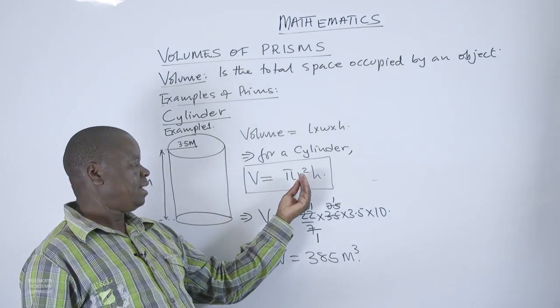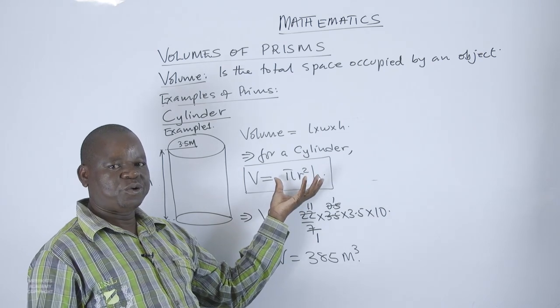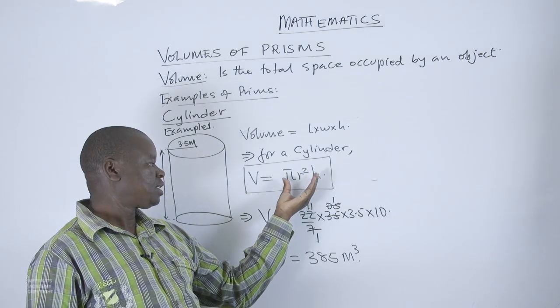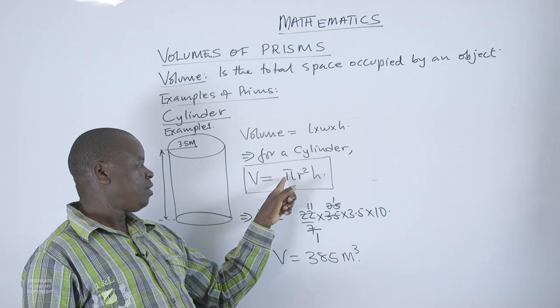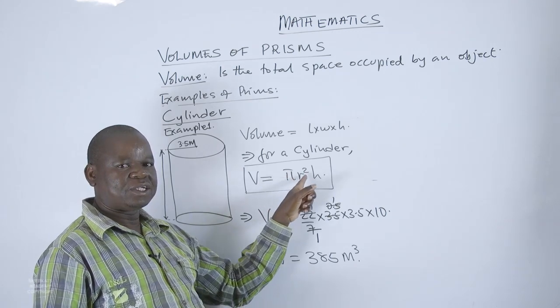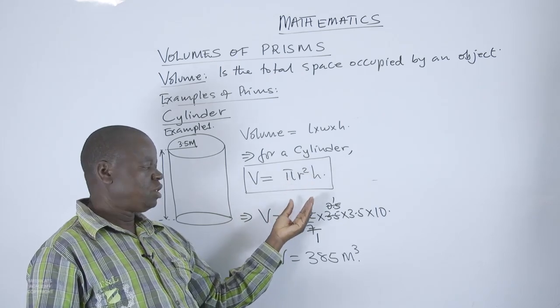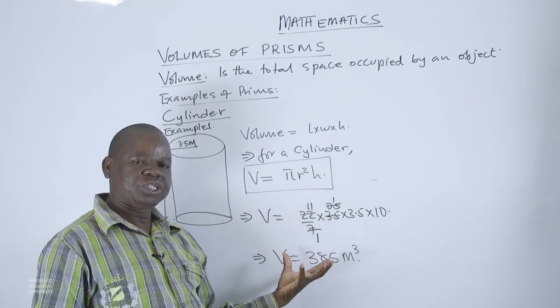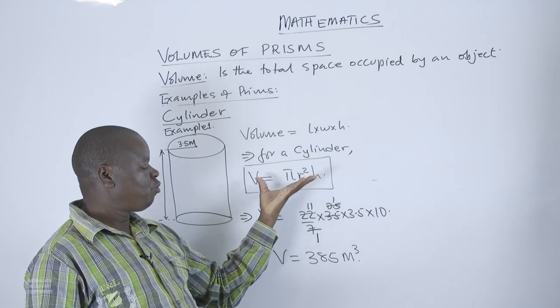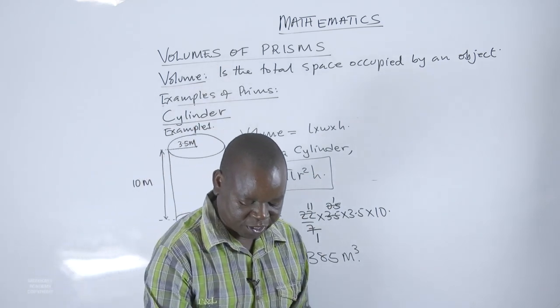So for a cylinder, the first important thing that you must appreciate is that to calculate the volume we write the formula pi r squared h. Once you have that, you are able to substitute any dimensions given in this formula, and you work out the volume quite easily.